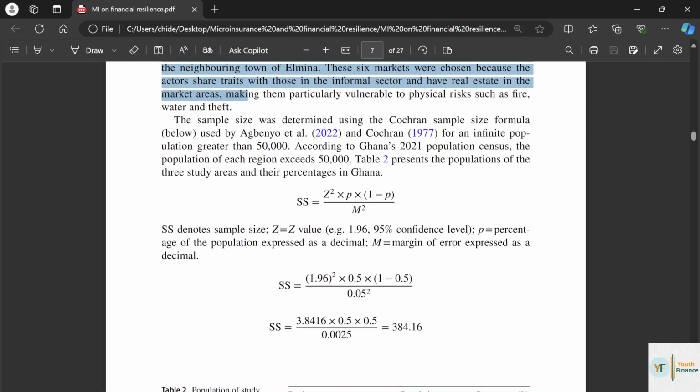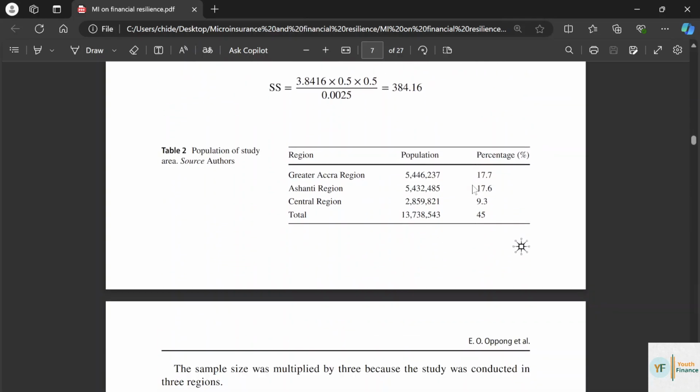So below we have the formula of the sample size, followed by Table 2 here, which shows the population of the study per region and its percentage.